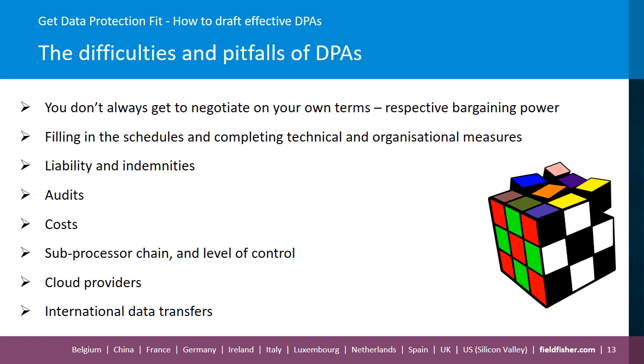Other areas that have difficulties and pitfalls include audits. Article 28.3(h) requires a processor to make available to the controller all information necessary to demonstrate their compliance and to submit to controller audits and inspections. So again, this is one that depends on the bargaining power of the parties, and it can be quite difficult to agree.